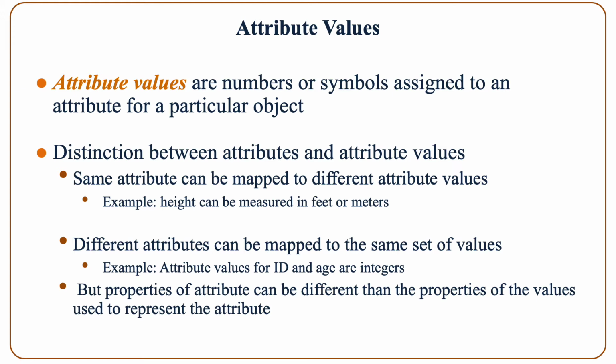Attributes carry attribute values. Attribute values basically are numbers or symbols assigned to an attribute. The same attribute can be mapped to different attribute values. For example, height could be measured in feet or meters. Different attributes can be mapped to the same set of values. As an example, attribute values for the ID and for age are both integers. However, properties of attribute can be different than the property of the values used to represent the attribute.